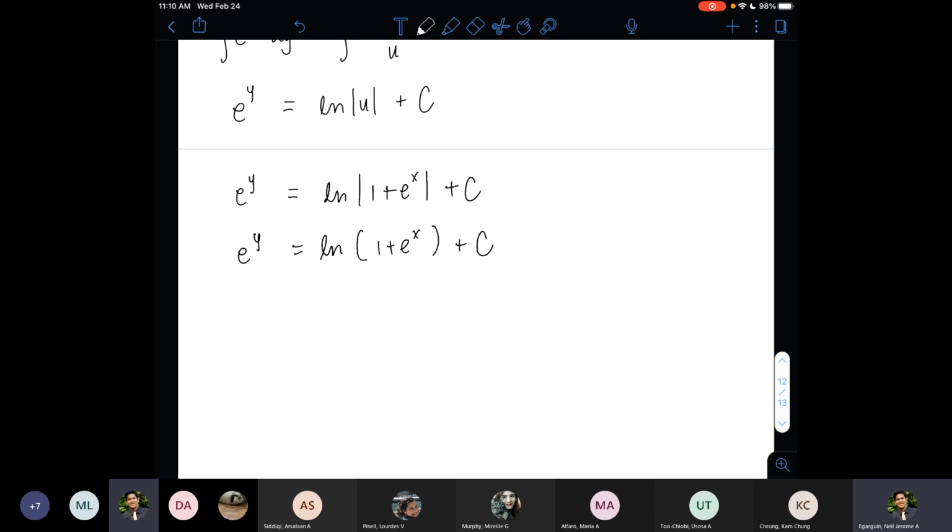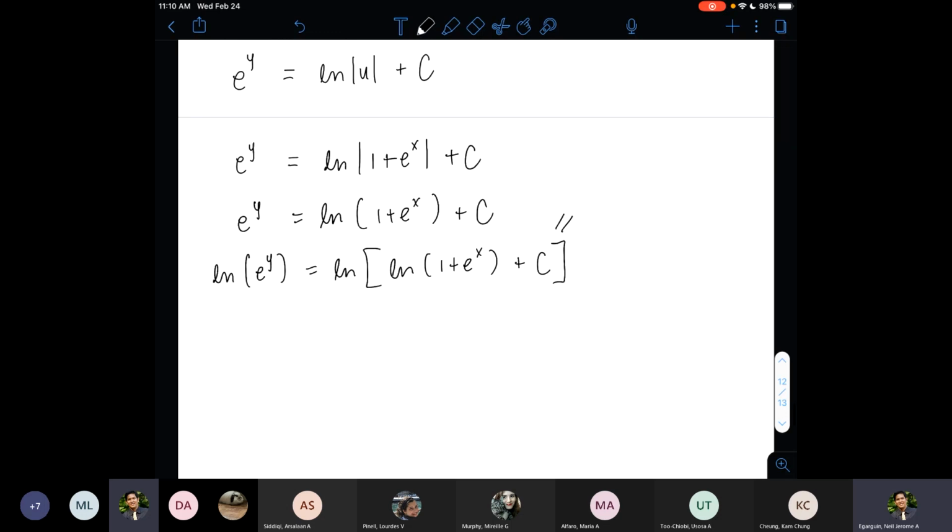Right. And then you can leave your answers like this. That's perfectly fine with me, because all integrals and all derivatives are gone. But another way of looking at it is that you can take the natural log of both sides. So you can have ln of e to the y, ln of 1 plus e raised to x plus c, right? And I'm doing this so that I can have an explicit form for y. So this means y is equal to the ln of 1 plus e raised to x plus an arbitrary constant c.